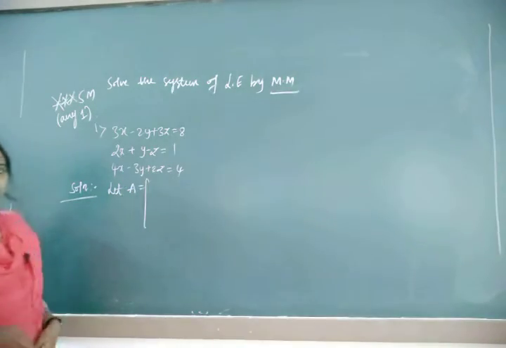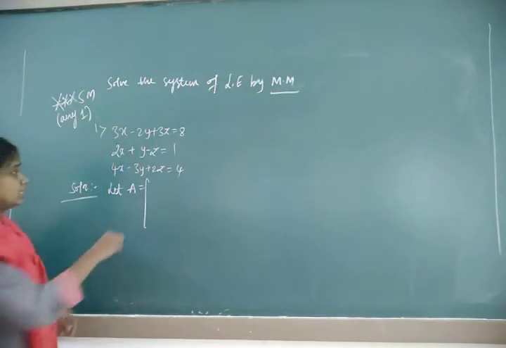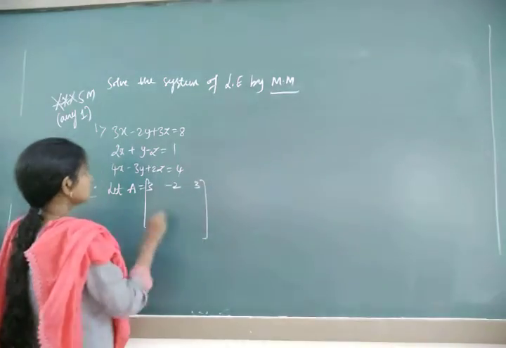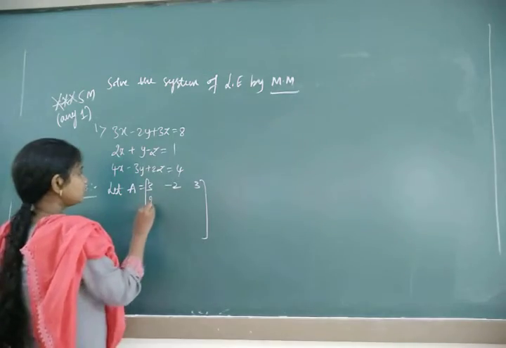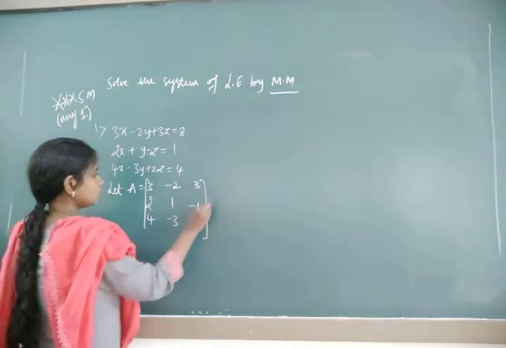So how to write the A matrix? What will be our first row? X coefficient is 3. Write 3. Y coefficient is minus 2. Z coefficient is 3. Again, the second row: 2, 1, minus 1. Third row: 4, minus 3, 2.